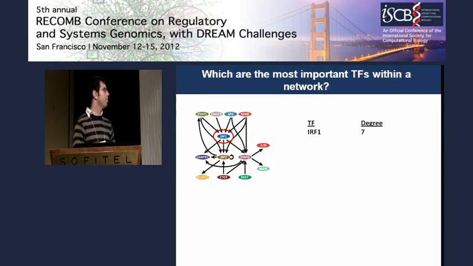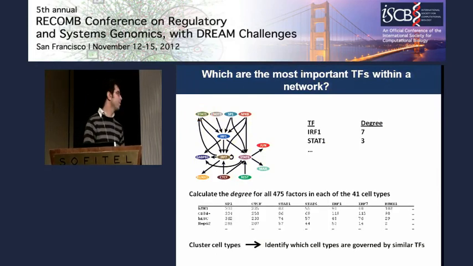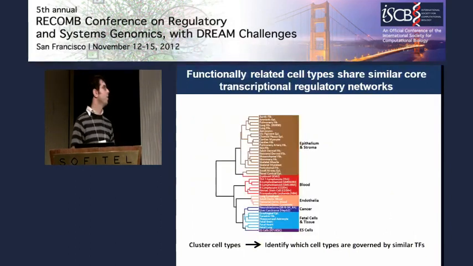So in this sort of subnetwork, IRF7 would have a total degree of 7, meaning it has 7 edges. And you can do this for many other transcription factors and get the actual count, which gives you a matrix that looks like this, which is 475 long and 41 cell types deep. You can then cluster this matrix, and what you end up getting is something that looks like this.